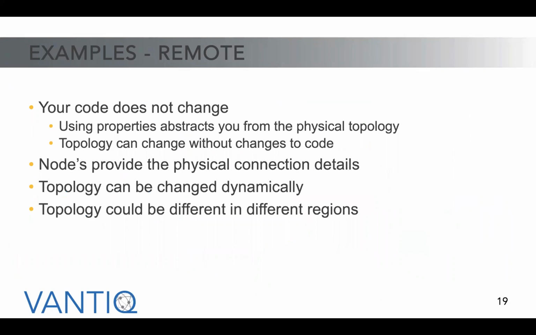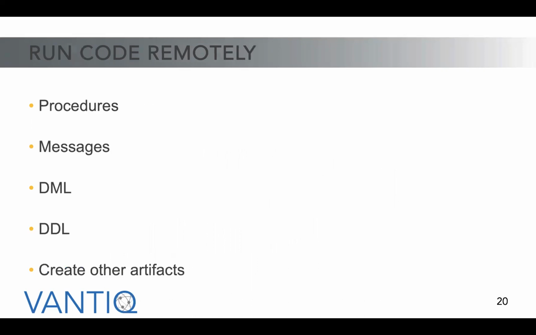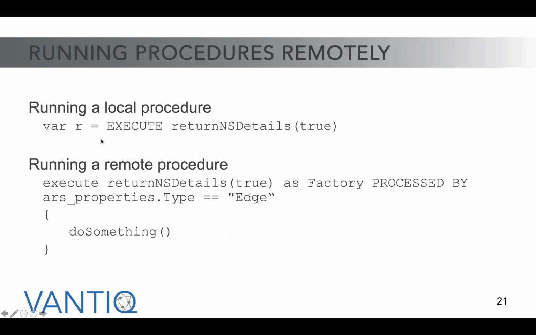The good part is that the node really doesn't change. So you can use this property to abstract the physical topology. You don't need to know about the physical topology, and it can change at any time. You can run procedures, you can send messages, you can insert data into types, you can create new types, you can do it all from the local code.